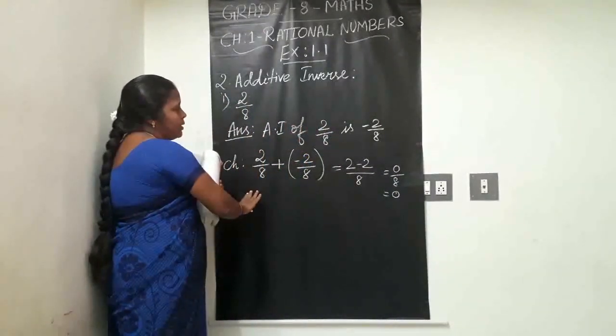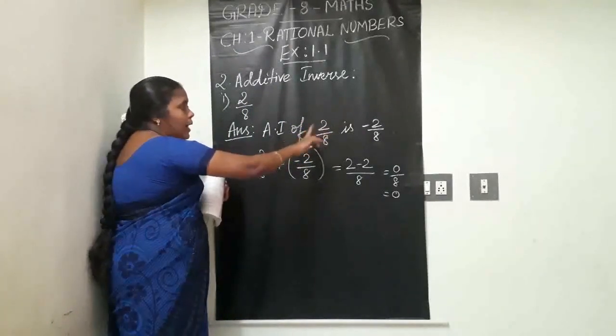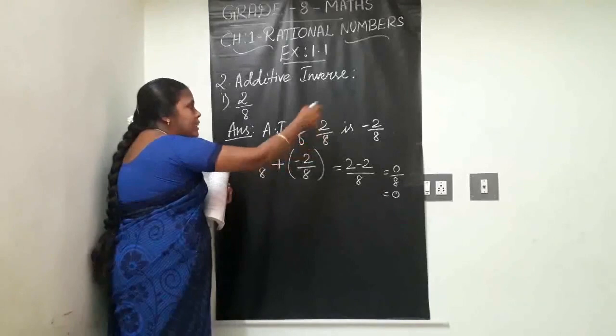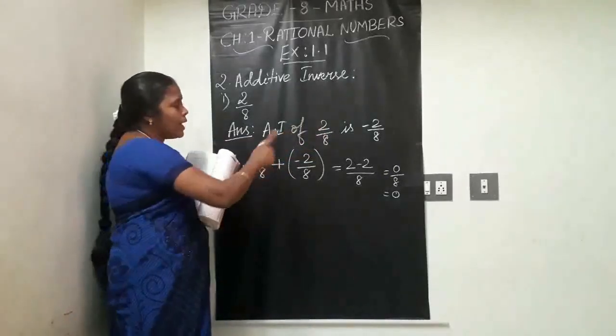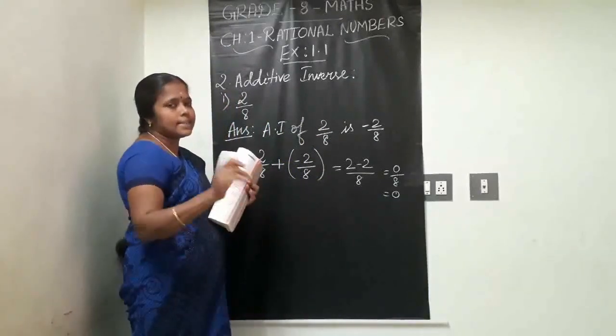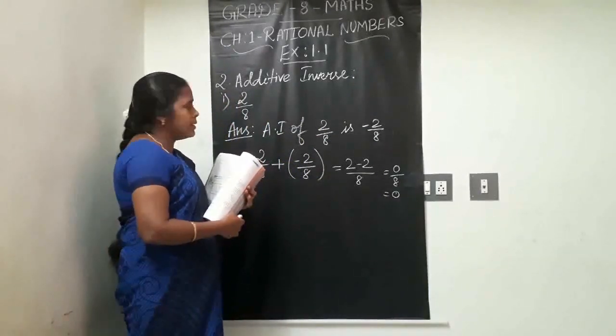How to check means, you have to add both. Which to be added? That number with its additive inverse. If you add both, you must get answer 0. That means your answer is correct. This is the procedure. Clear, children?